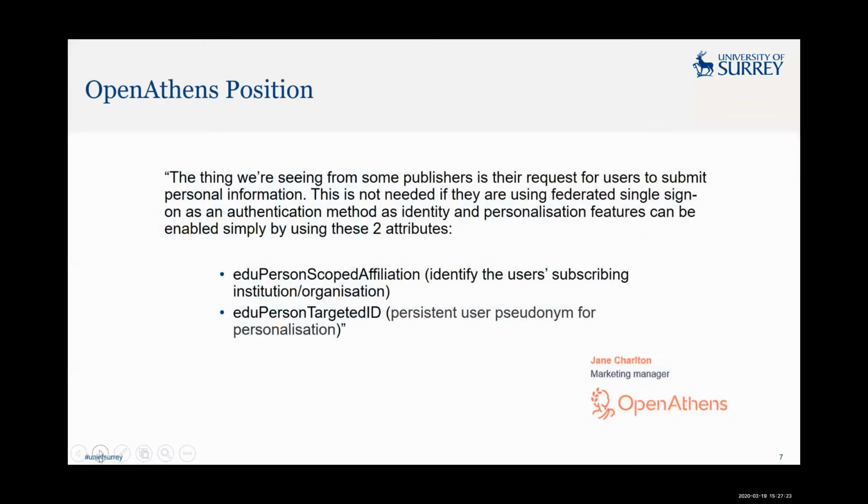So we spoke to OpenAthens about this, and their position seems to be, as long as people are using federated single sign-on, there should be no conflict with GDPR. The two attributes that publishers should only need are those two stated: the eduPersonScopedAffiliation, identifying the user's subscribed institution or organisation, and the eduPersonTargetedID, the persistent user pseudonym for personalisation.